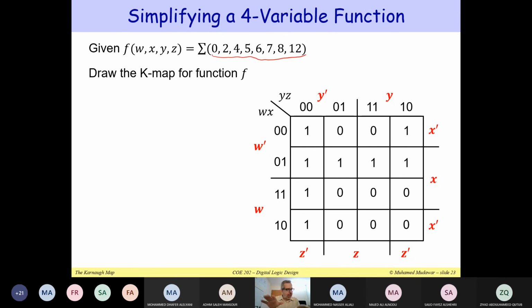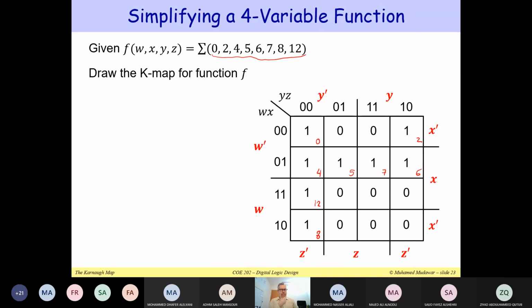Any mistake means that you did it wrong. It's not the function. So notice that this is minterm 0, so I'm going to write a small 0 here in the corner. This is 2. This is 4. This is 5. This is 6. And this is 7. And this must be 8 here. And this is 12 here. So these are their locations.